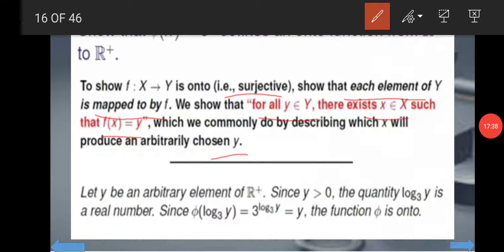So let y be an arbitrary element of the positive real numbers. Since y is greater than 0, the quantity log base 3 of y is a real number. Since phi of log base 3 of y is equal to 3 to the log base 3 of y, which is equal to y, the function phi is onto.